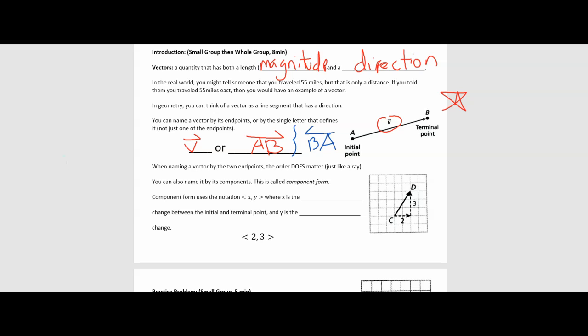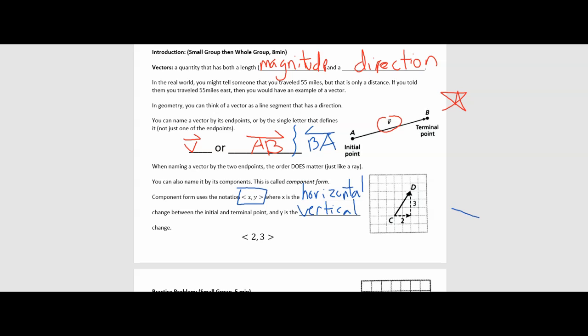You can also name a vector by its components. This is called component form. Here we use these little arrows. Let me get my pen out that they're using right here. X is the horizontal change, and Y is the vertical change between your initial point and your terminal point.